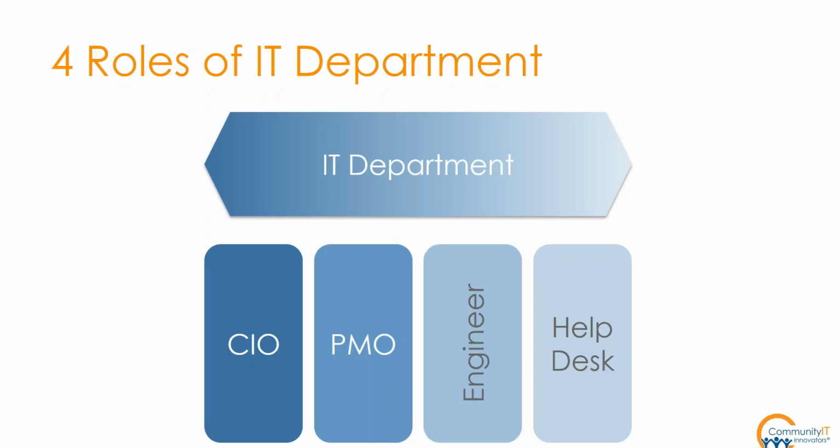So if you recall from last month, for those of you who attended, we talked about the 4 roles in an IT department. We broke those into what we were calling CIO, PMO, engineer, and help desk. CIO obviously stands for Chief Information Officer, and PMO stands for Project Management Office. So today we're going to focus on these 2 functional areas, what we've called CIO and PMO, and how they relate to planning and project management.